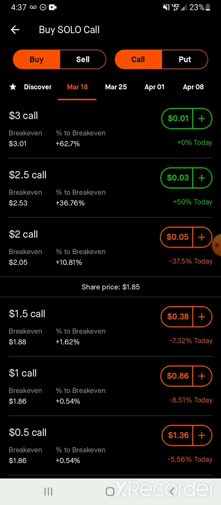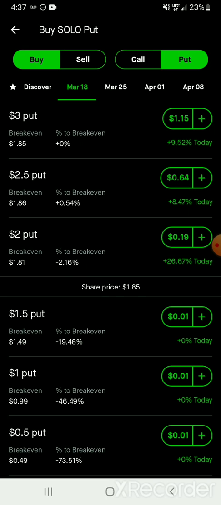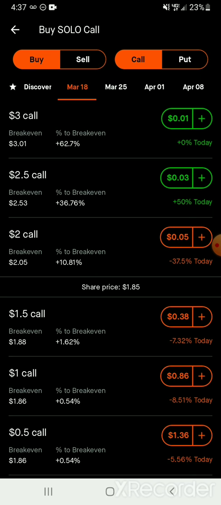Now, the buy and sell options here, you just want to leave this on buy for now. We'll talk about sell another time. Now, calls are what you buy if you believe that the stock price will go up, and puts are what you buy if you believe that the stock price will go down. Put options are basically how you short a stock with options.